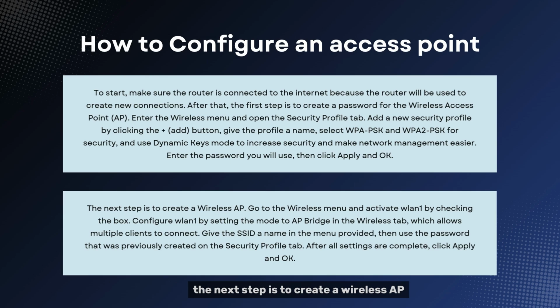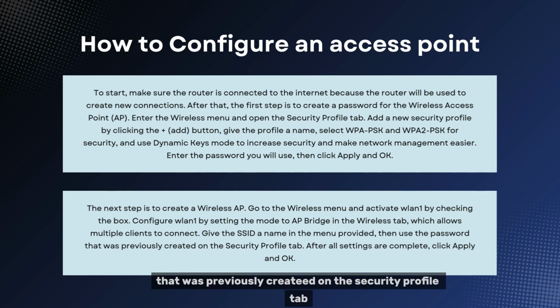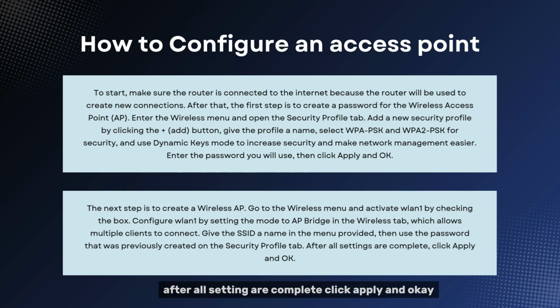The next step is to create a wireless AP. Go to the wireless menu and activate WLAN 1 by checking the box. Configure WLAN 1 by setting the mode to AP bridge in the wireless tab, which allows multiple clients to connect. Give the SSID name in the menu provided. Then, use the password that was previously created on the security profile tab. After all settings are complete, click Apply and OK.